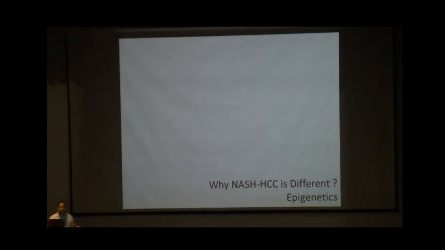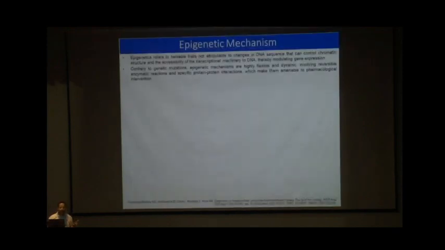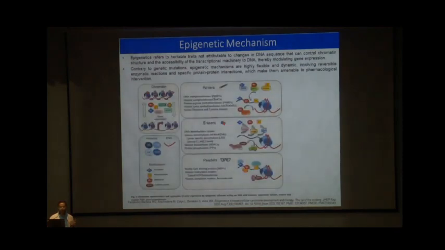As we see the genomic landscape for NASH, is it epigenetically different? What is epigenetics? It refers to heritable traits not attributable to changes in the DNA sequence that can control chromatin structure and the transcription machinery's access to DNA, and hence they modify gene expression. And they can be writers, erasers, or readers.